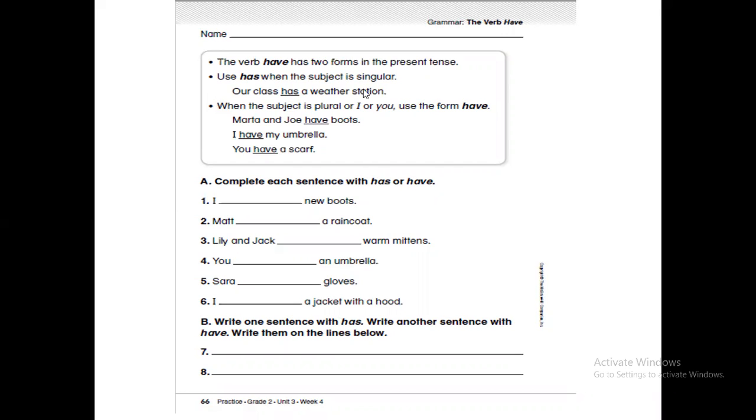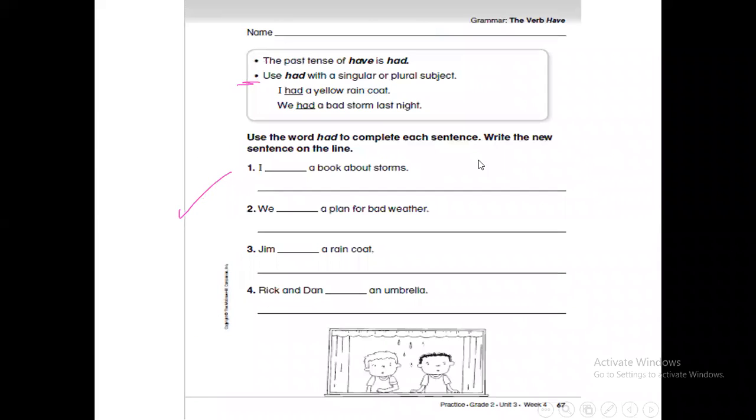Now, the verb have has two forms in the present tense. Again, we will use has when the subject is singular. Oh, we repeat the same page. Sorry, let's turn your page. Page number 67.